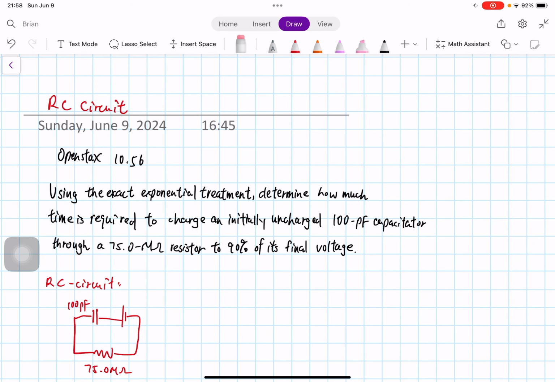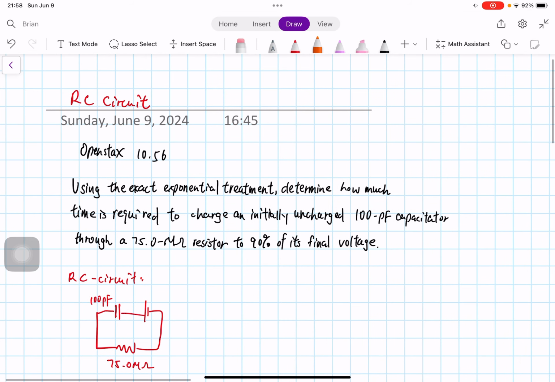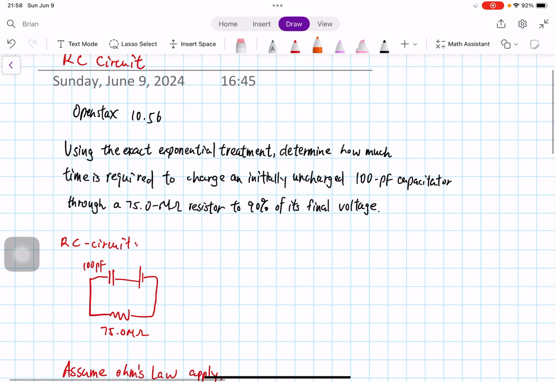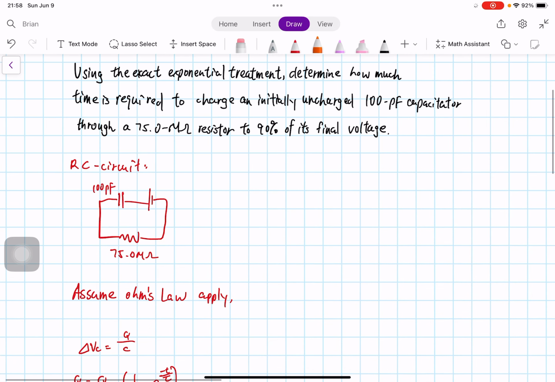Hi, so in this video I'll explain RC circuits, and I took a problem from OpenStax 10.56. This is the question, so please take a moment to look at it. Okay, so in an RC circuit, I draw a simple circuit here.